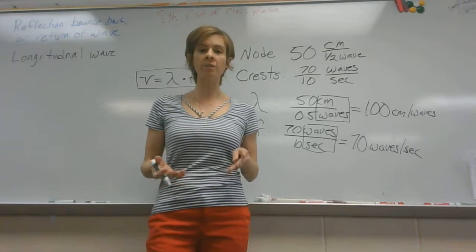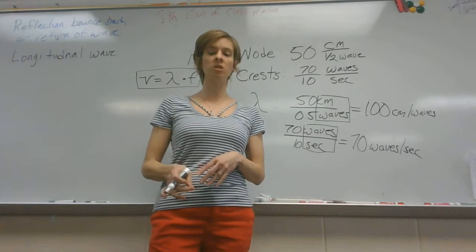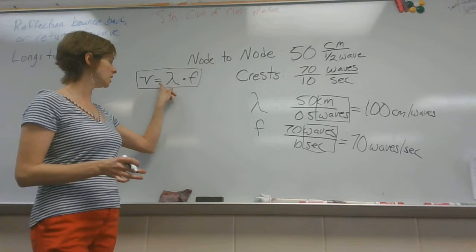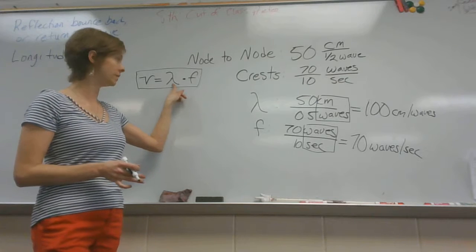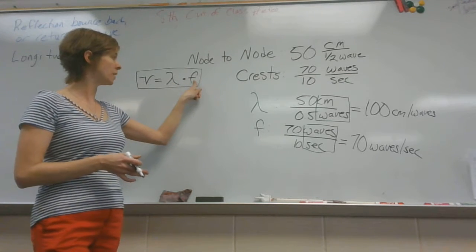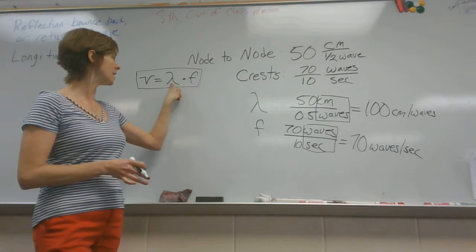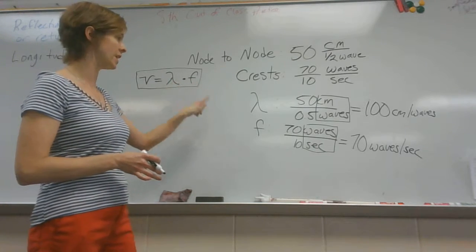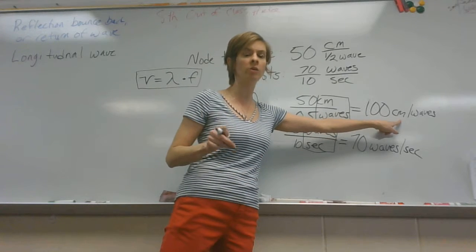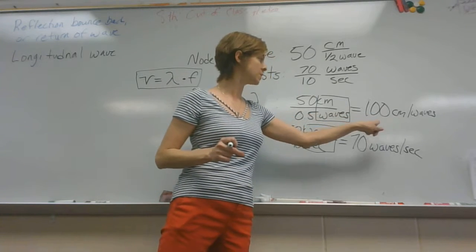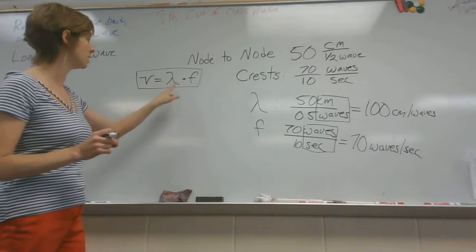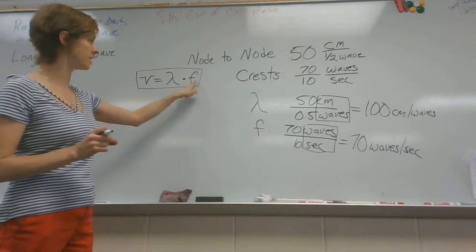And so now I always say plug and play. What you need to do is you need to look at your equation. So that's right here. Velocity equals lambda, that's wavelength, times f, that's frequency. And so by plug and play, what I mean is I take the number we solved for this, which is 100 centimeters per waves. Notice I'm including units. Always include your units. So 100 centimeters per waves. Okay, and I write that here times frequency.